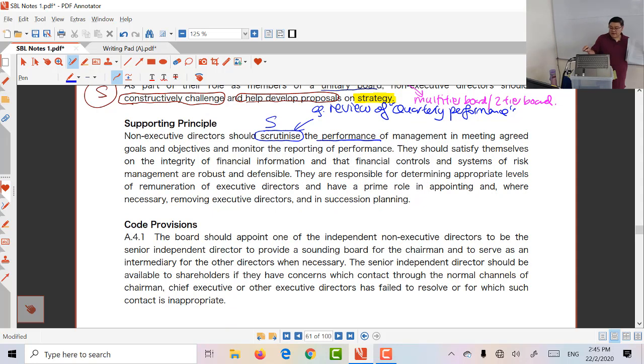Now, if you read on, it goes on and says that you should satisfy yourself as to the integrity of the financial information, the control and the risk management. Now, we usually lump all these together as part of the heading called risk. Risk and reporting. Okay? Risk.